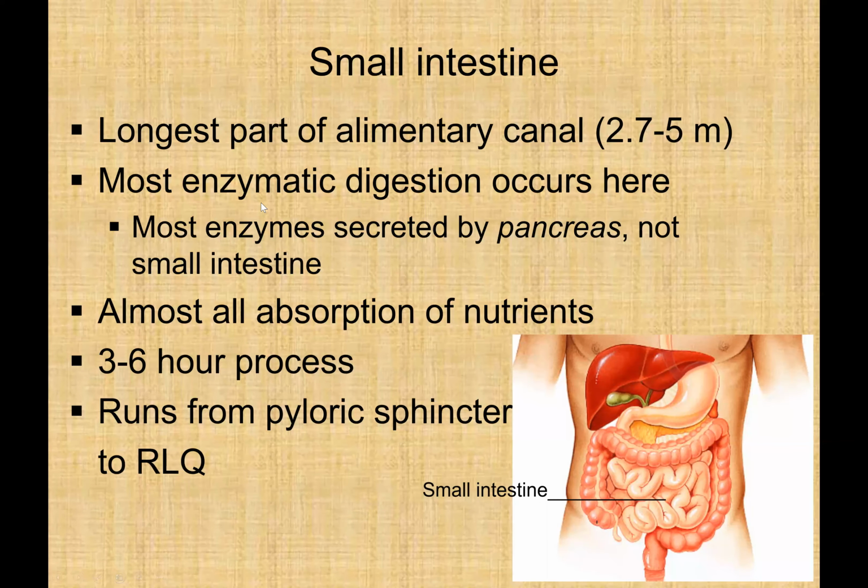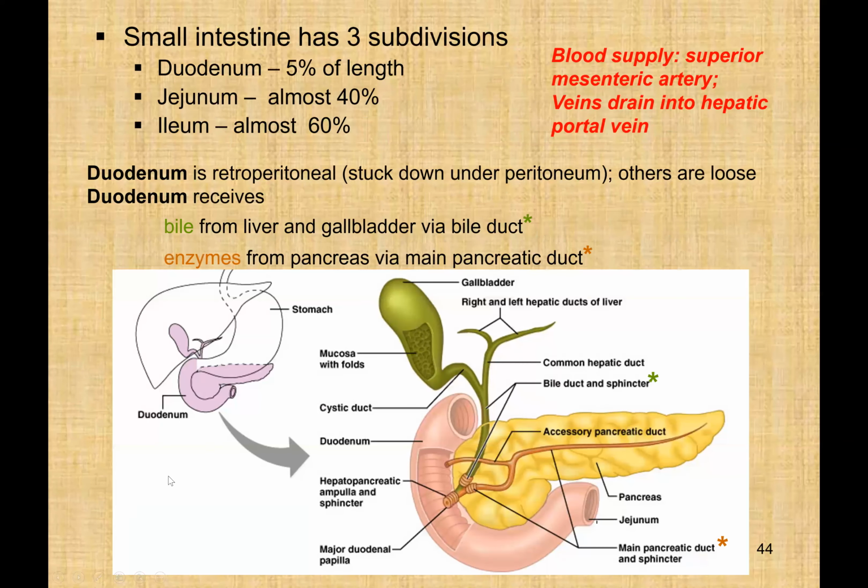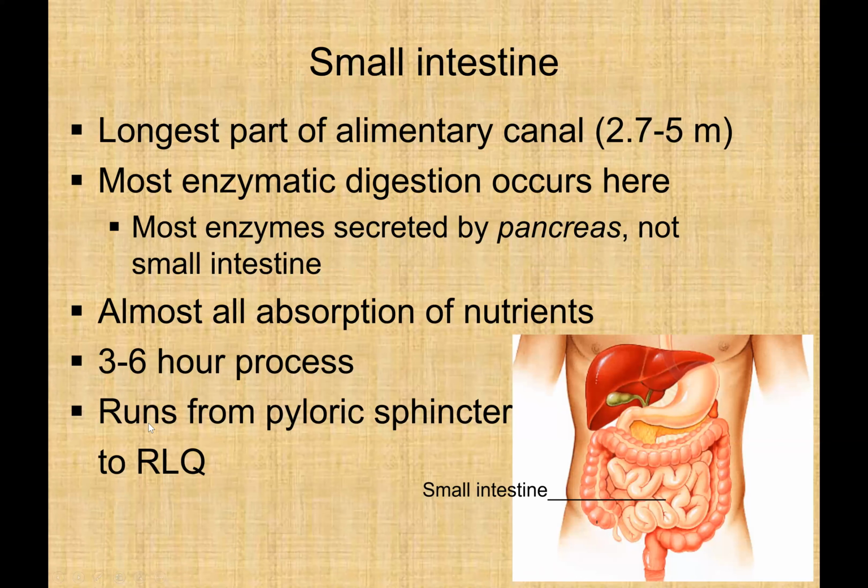The small intestine is the longest part, about 2 to 5 meters, very long. This is where we have most of the enzymatic digestion occurring, and almost all absorption of nutrients happens here. It takes 3 to 6 hours and runs from the pylorus to the ileum, in the right lower quadrant, where it is connected to the large intestine by the ileocecal junction.